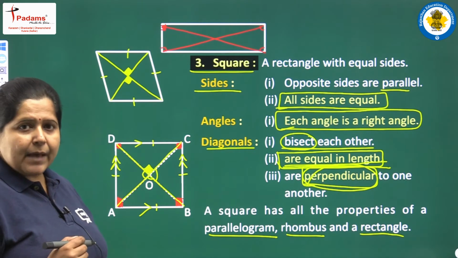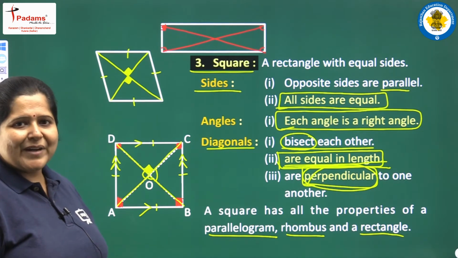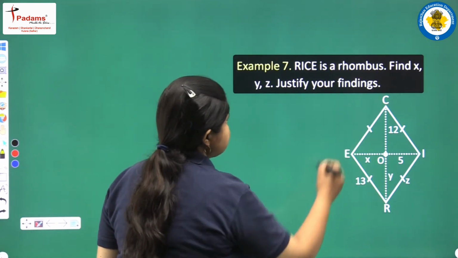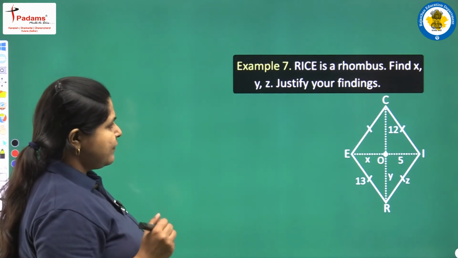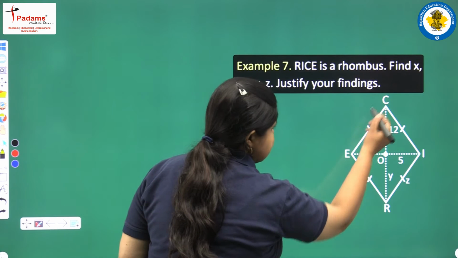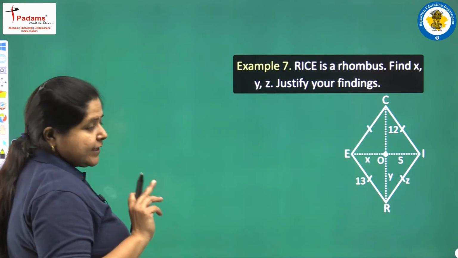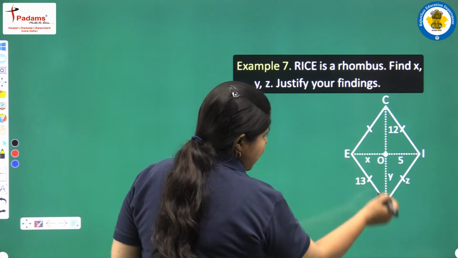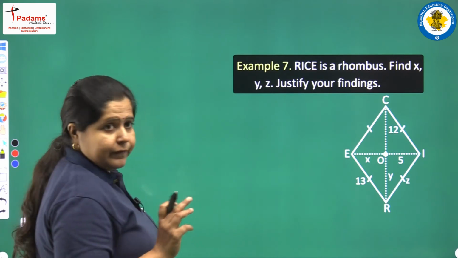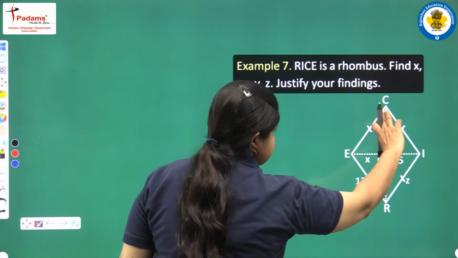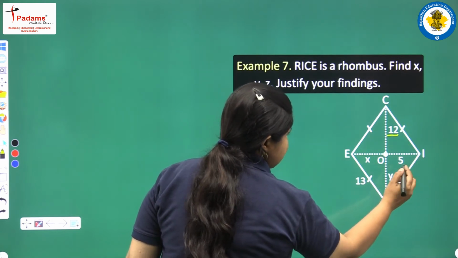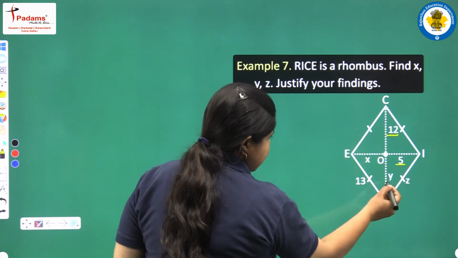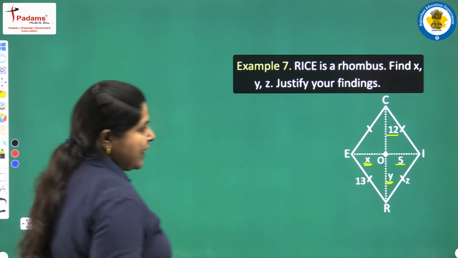We now have some examples based on these special parallelograms. Example number 7. RICE is a rhombus. Find x, y, z. Justify your findings. You can see RICE is a rhombus. We are having two diagonals here. First one is EI and the other one is CR. We can clearly see that the measure of two parts are given. This OC is given to be 12 and OI is given to be 5, and we have to find this second part of CR, that is Y we have to find, and this X we have to find.